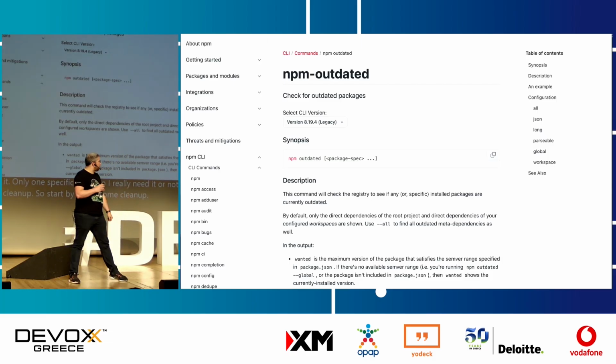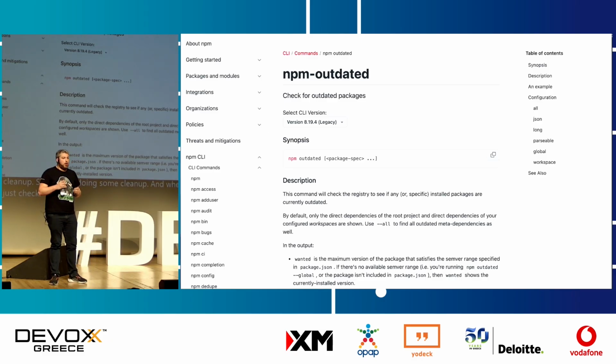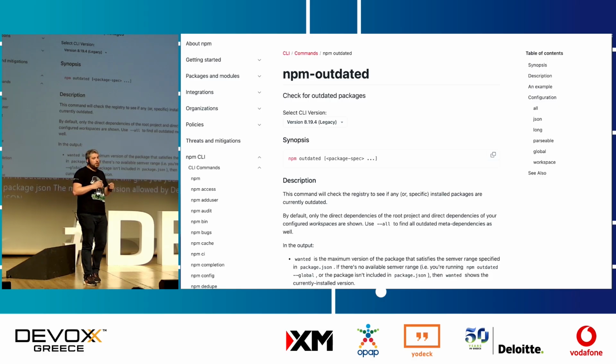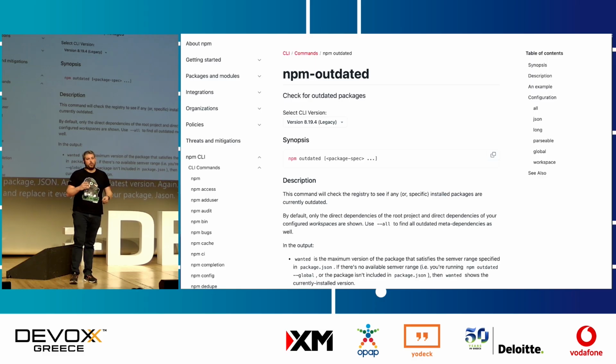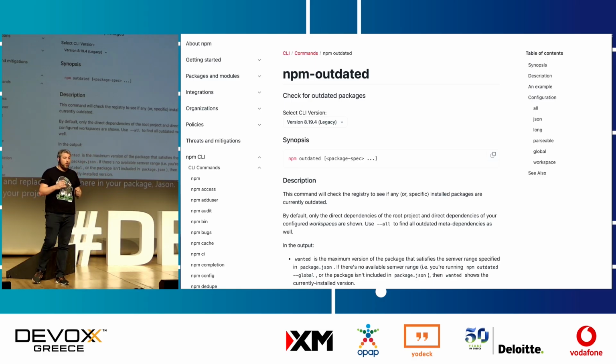So start by doing some cleanup. And when you've done that, you can check how your project is doing. How outdated are your dependencies? That's the goal of npm outdated. You can run it. It will give you your current version from your package.json, the maximum version allowed by the semver range in your package.json, and then the latest version. Again, don't take the latest version and replace it everywhere in your package.json. That's the best way to break your project. But at least this gives you an idea of how far you are from your goal.